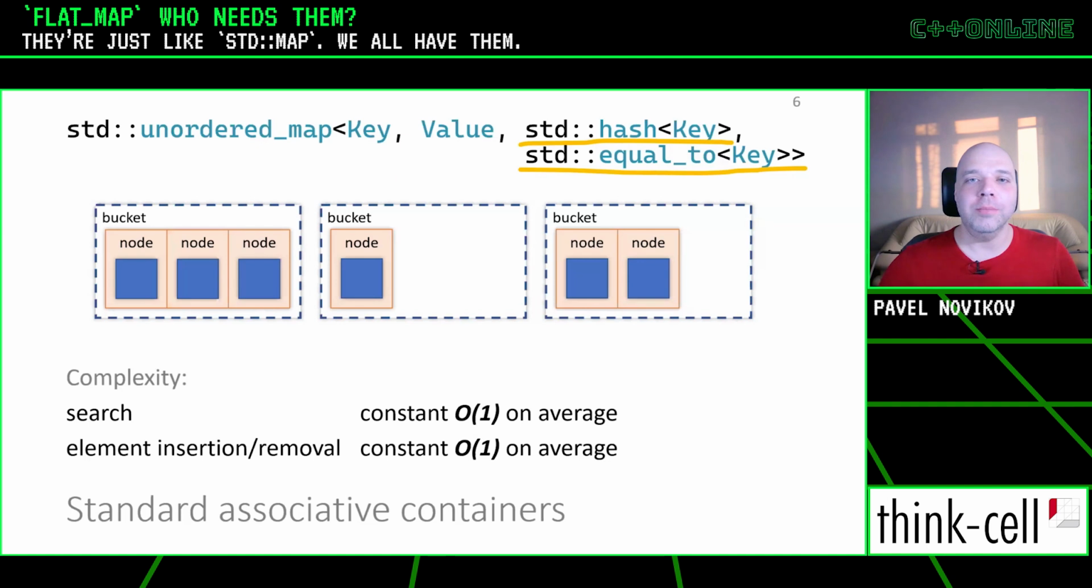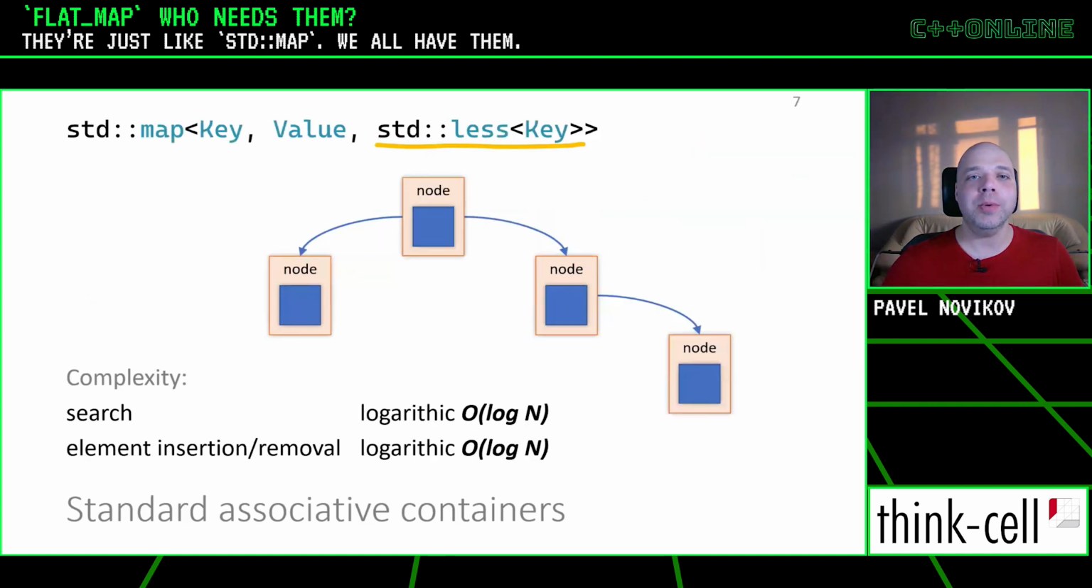Okay. So yes, the next one is std::map. To use std::map, you have to specify a less comparison or order comparison. In this case, by default, it is std::less. Again, for each element, memory for a node is allocated, and the element is stored within the node. And usually the nodes are organized into a search tree, and we have complexity guarantees for search, element insertion and removal, logarithmic.